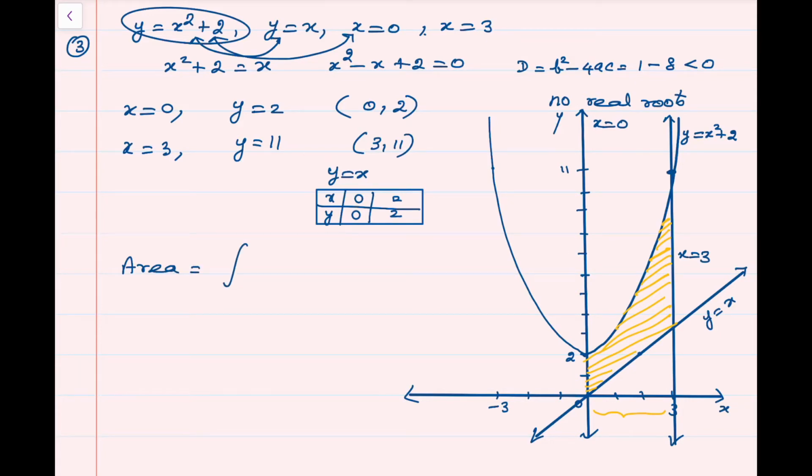For the parabola, the limits are 0 to 3 and for the line also the limits are 0 to 3. 0 to 3 of upper curve is parabola, y dx with respect to x, minus we have to subtract. For line also the limits are 0 to 3, y of line equation into dx. Let us substitute for the variable y. From the parabola, y is x square plus 2.